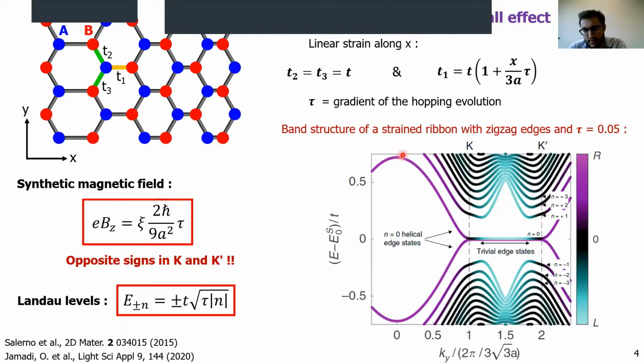If we look at the band structure of a strained ribbon with zigzag edges, we can find the band structure of Landau levels in graphene. So with this n equals 0 Landau level at 0 energy, above we can see higher order Landau levels, and below 0 energy we can also see Landau levels. In the gap between Landau levels, we can see some propagative states that are localized on the edge. They are called helical edge states.